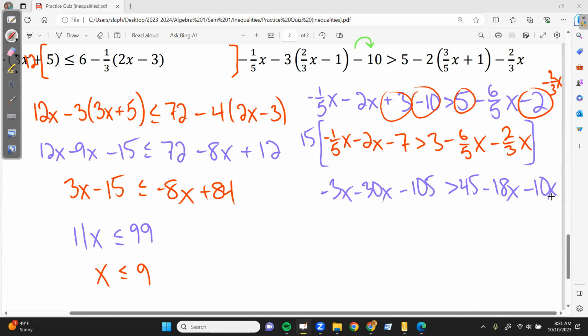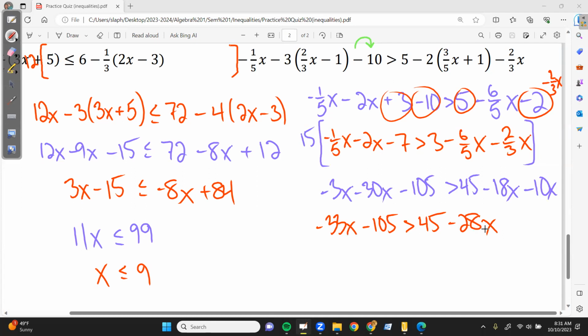And I don't have any superpowers that you don't have. We all have that power. We can divide and multiply. So all I'm doing there is just getting rid of those fractions and then multiplying. That's it. Now's the time to combine like terms. On the left-hand side, I see some x's that'll make negative 33. On the right-hand side, I see some x's that will make minus 28.